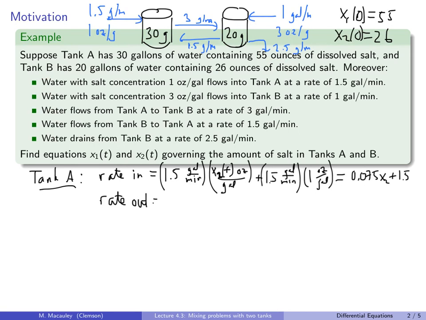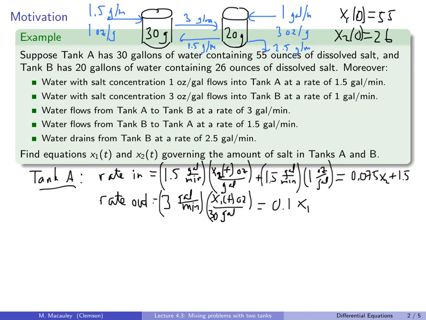So the rate out is 3 gallons per minute times x1 of t ounces per gallon, and that's just per 30 gallons. x1 is the amount of salt, x1 of t divided by 30 gallons is the volume, and this is 0.1 x1.